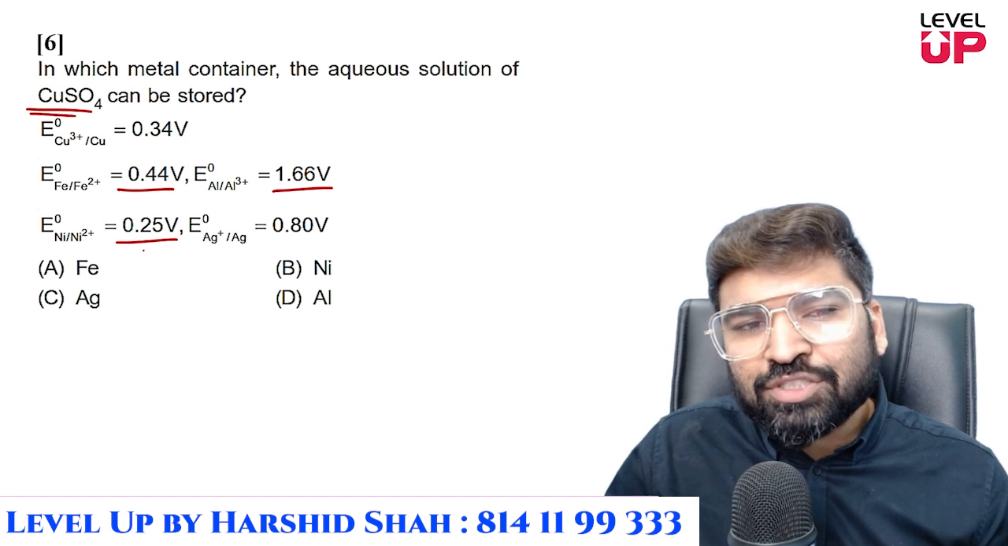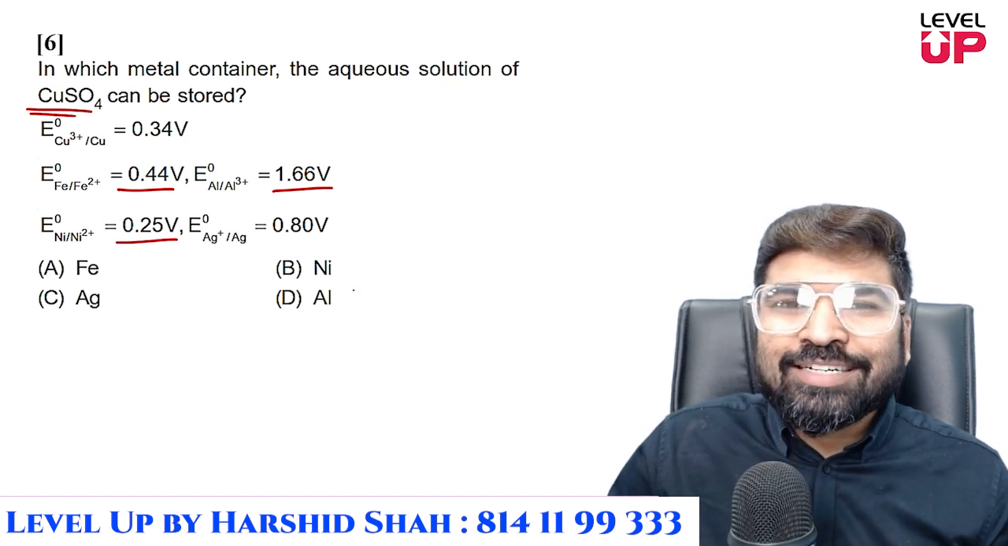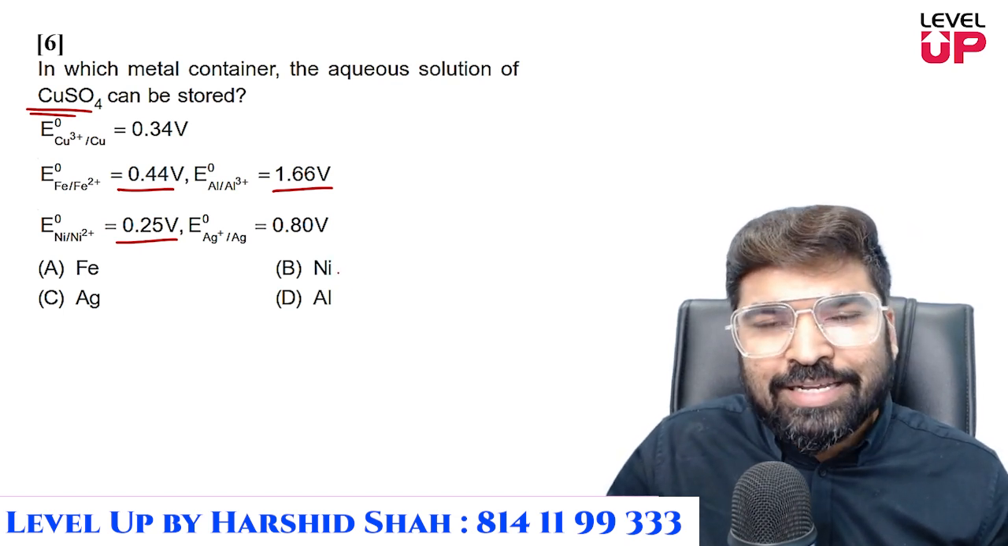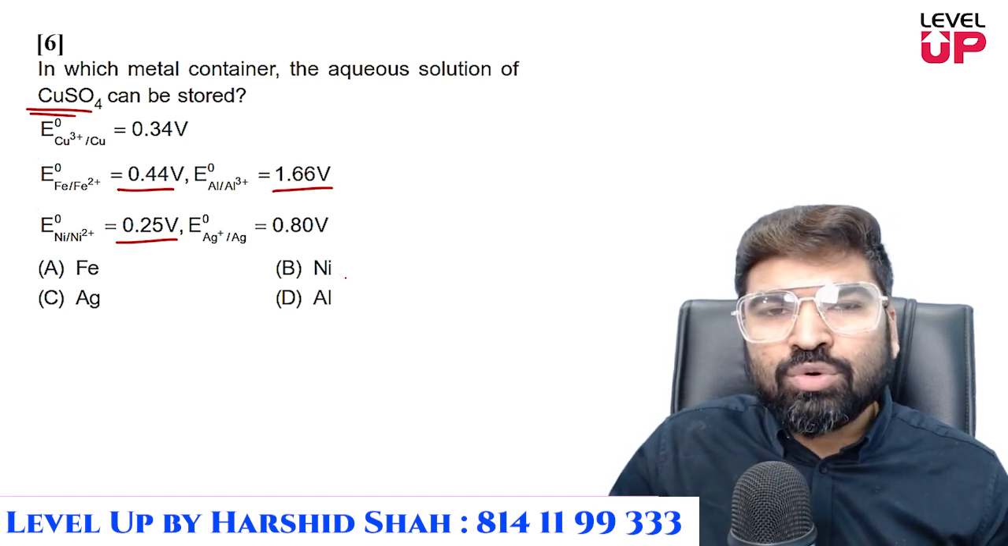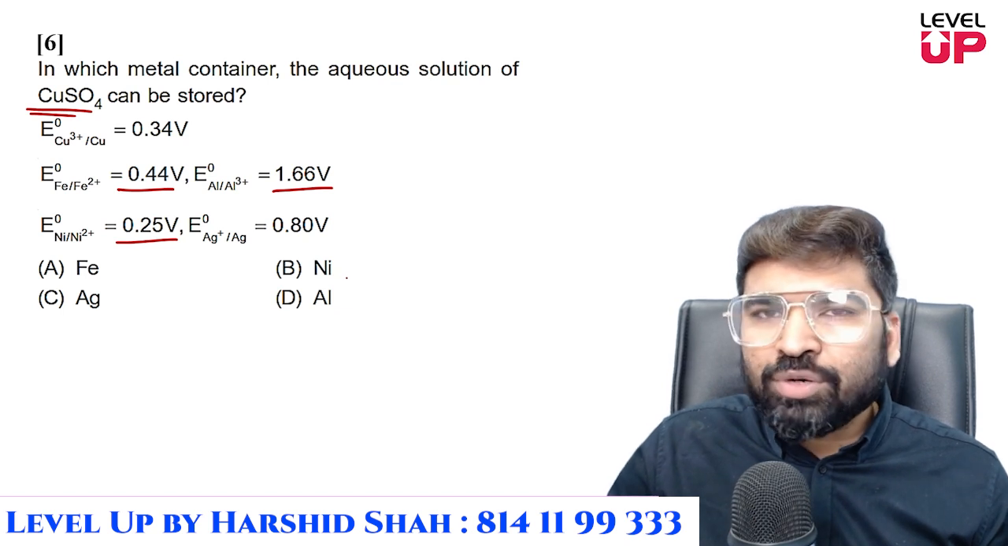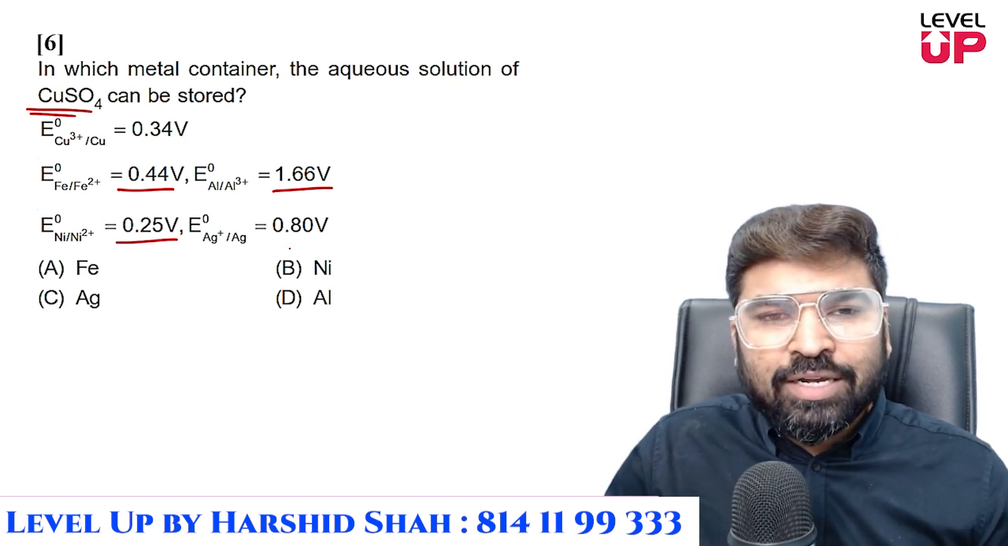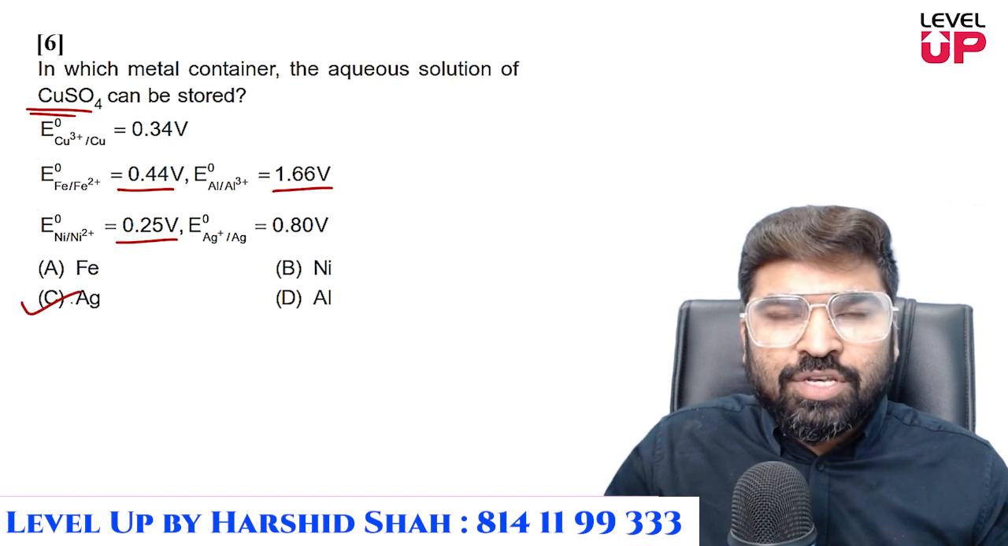The copper's reduction potential is 0.34 and silver's reduction potential is 0.80. So when copper sulfate is placed into silver, silver is not going to oxidize and the copper is not going to reduce, right? So therefore it is the only one, which is option C, silver.